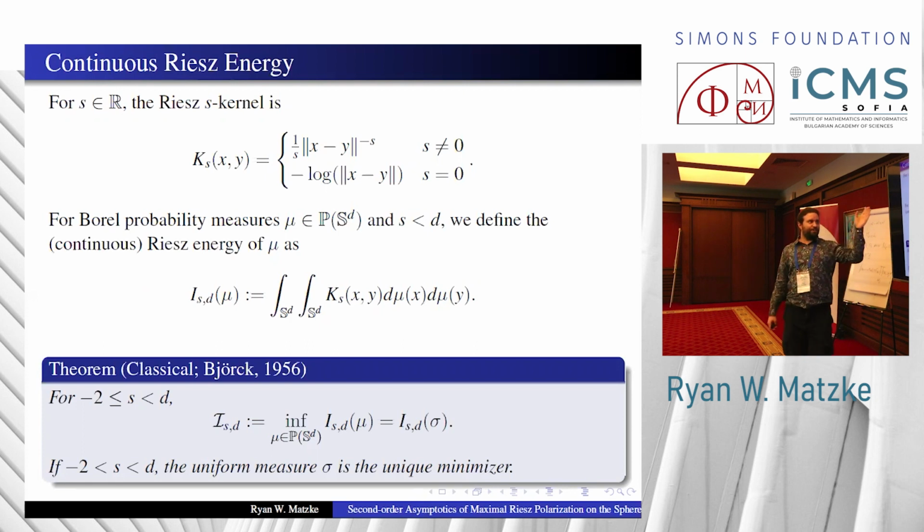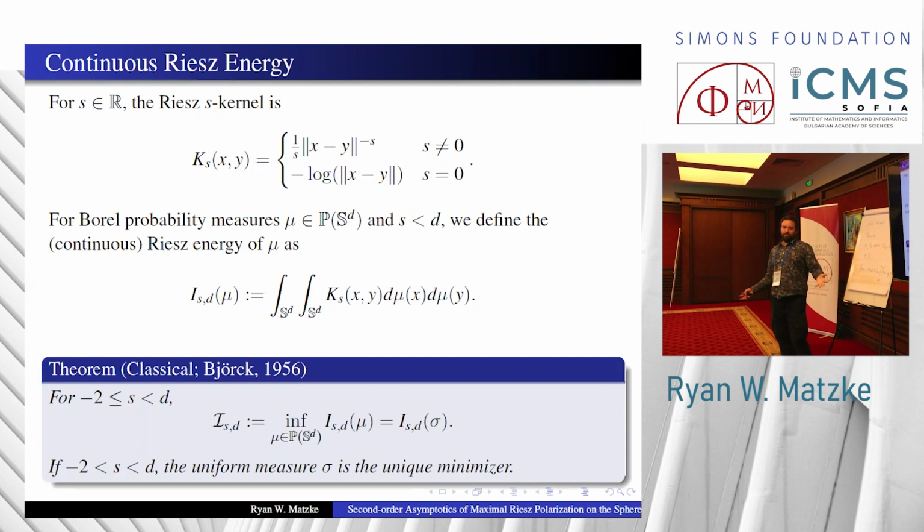So by Riesz kernels, I mean taking the Euclidean distance between 2 points raised to some power, and then multiplied by 1 over the power, the negative power that you're taking it to. This makes it so that we always have a kernel that's a decreasing function of distance. And in the case where you would take the 0th power, instead you take the logarithmic kernel.